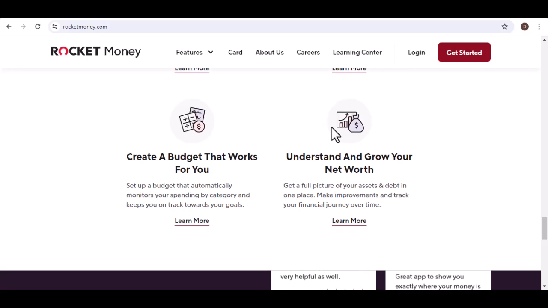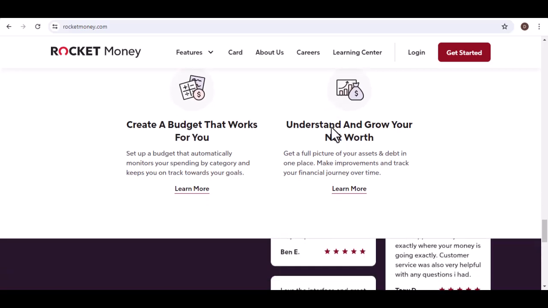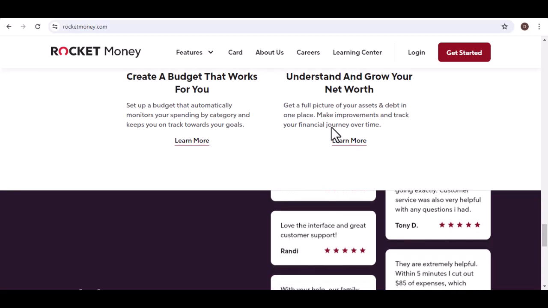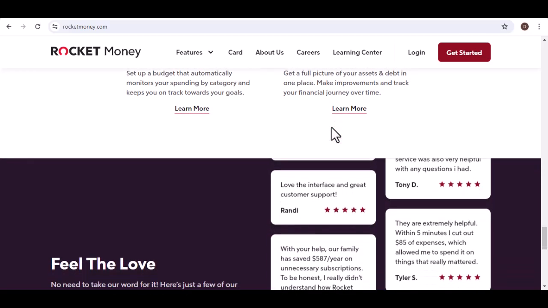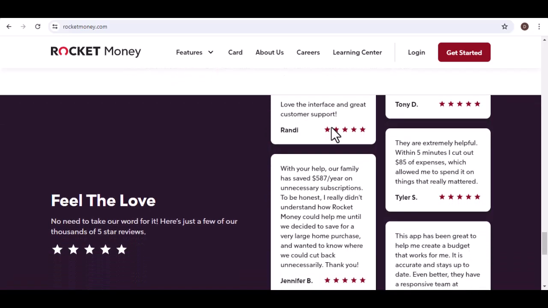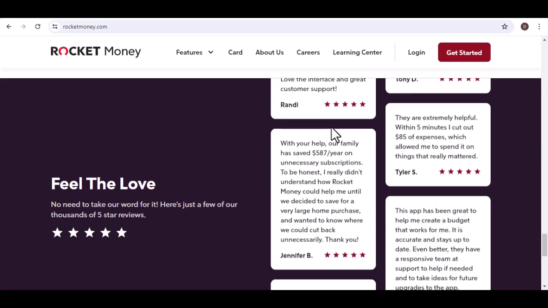Conclusion. So, can you add a transaction to Rocket Money? Absolutely. Whether it's due to unlinked accounts, cash payments, or errors in automatic syncing, manual input is a valuable tool for maintaining accurate financial records.